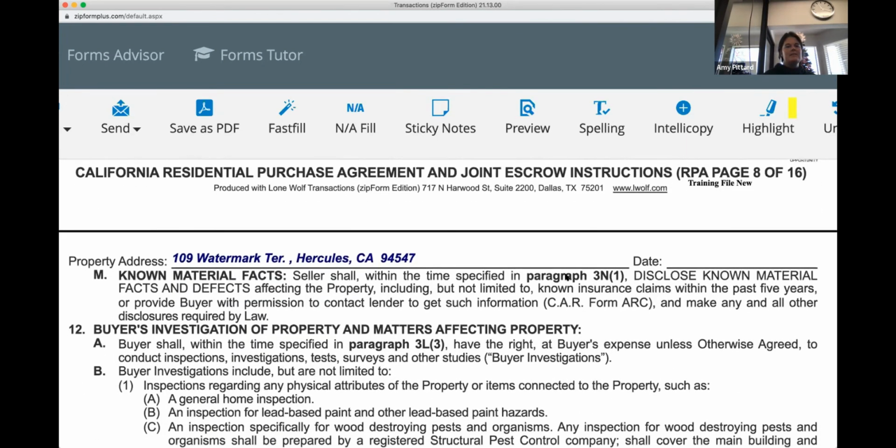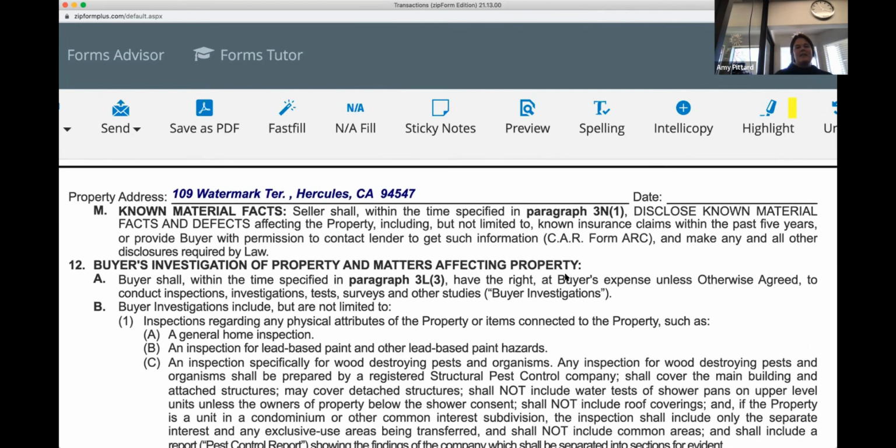Okay, M is known material facts. The seller shall, within the time specified in 3(1), disclose known material facts and defects affecting the property, including but not limited to known insurance claims within the past 5 years, or provide buyer with permission to contact lender to get such information. That would be the CAR form ARC, and make any and all other disclosures required by law. Okay, that's 11M, known material facts.